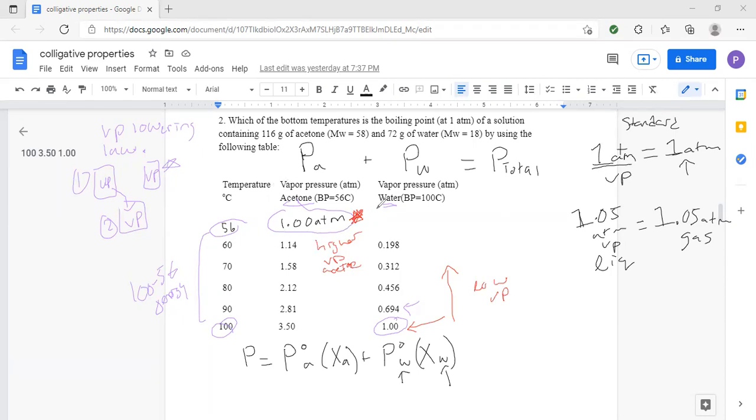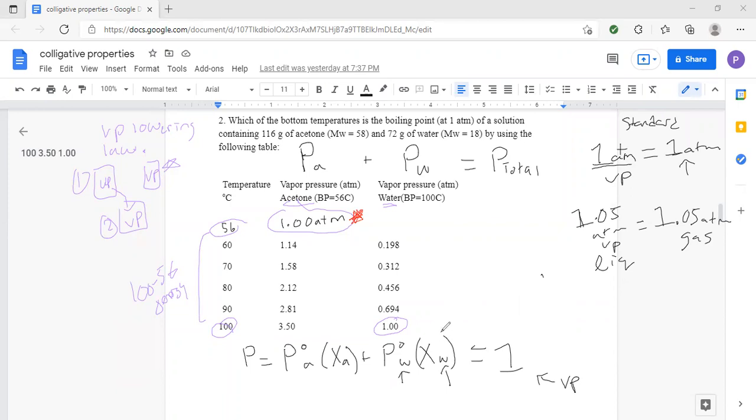So let's go ahead and see how we're going to solve for that. We're going to do that by setting this whole equation that I've written down here equal to 1, because it still takes 1 atm for something to boil. It has to equal atmospheric pressure, but what's going to happen is someone's going to have a little bit of a higher vapor pressure, and someone's going to have a little bit of a lower vapor pressure, and you'll see that in a second.